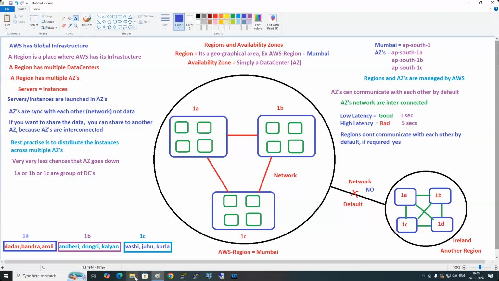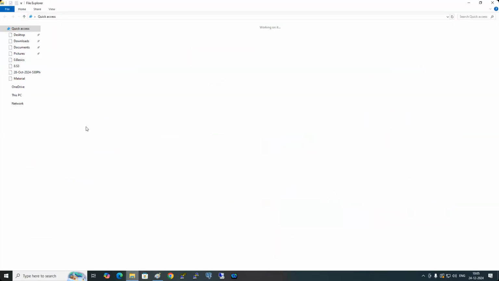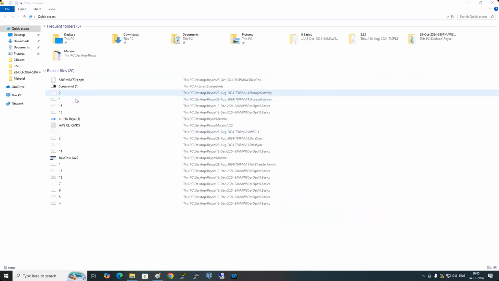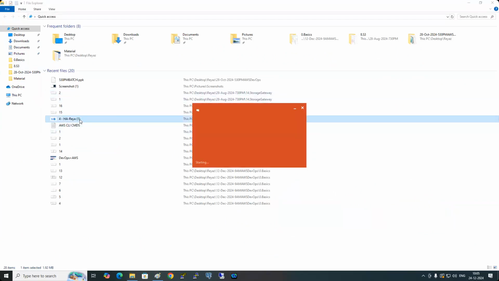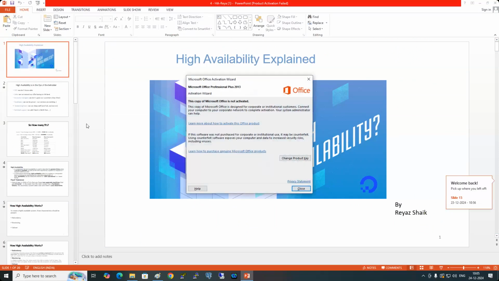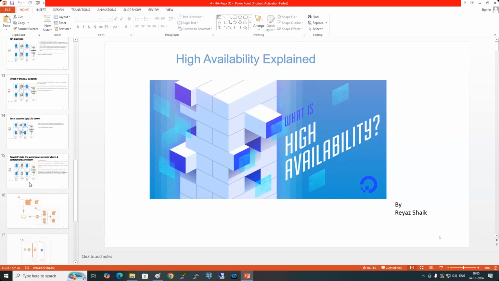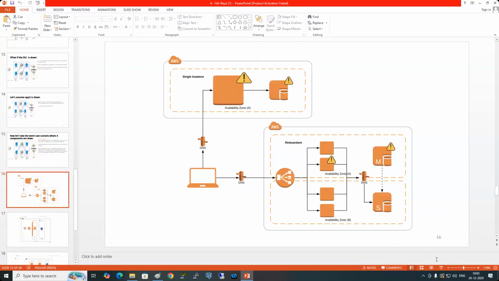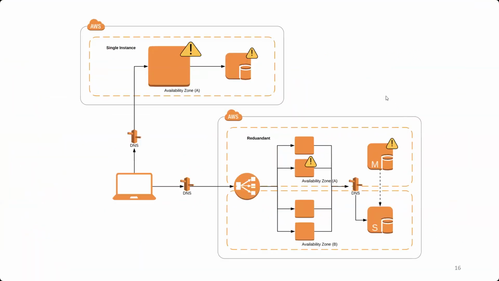Now I'll show you the diagram. In our last class, we showed you a few diagrams, right? Now I'll show you the same diagrams. You need to tell me whether that architecture is highly available or not. Ready? Let's do it again, and this time, you know all these things. Let me explain this first.